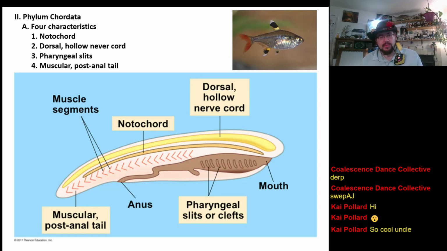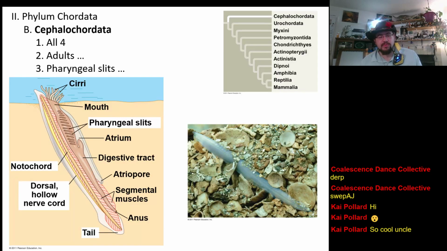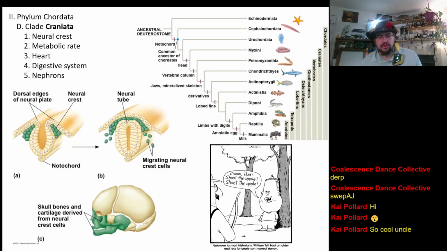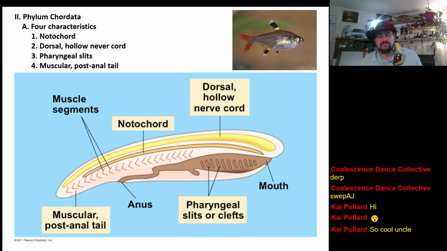Notochord. Long, flexible rod. Long, flexible rod. Dorsally located. Dorsal hollow nerve cord. Right? Hollow being a new feature. Dorsal being a new feature.